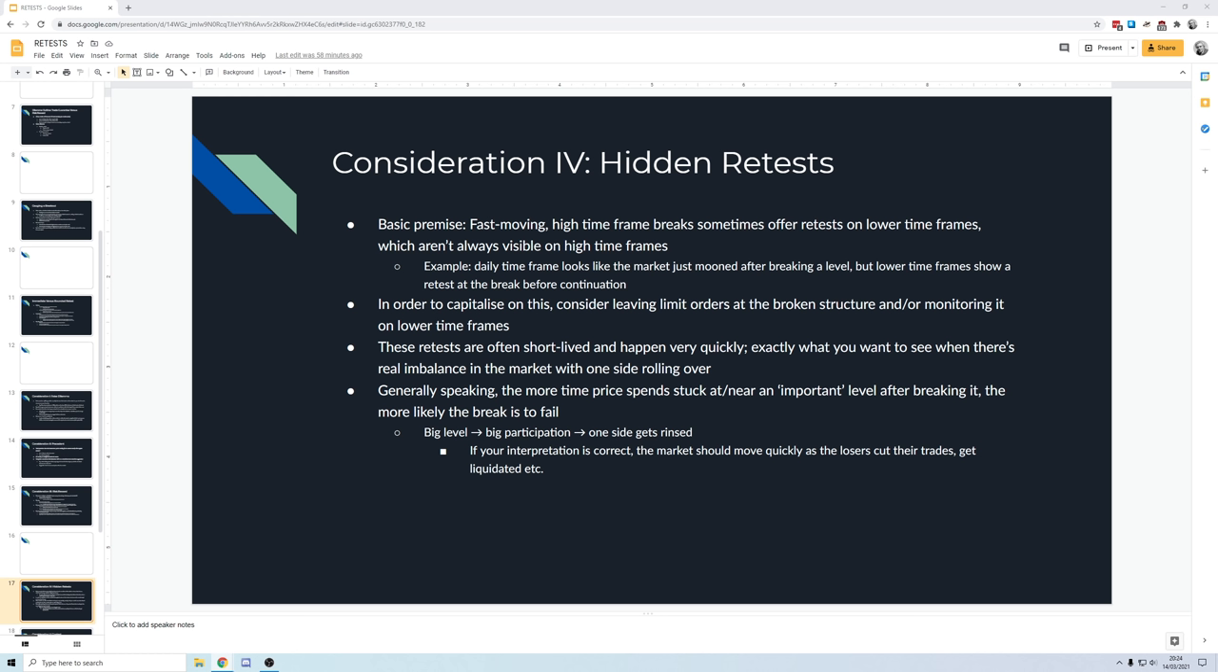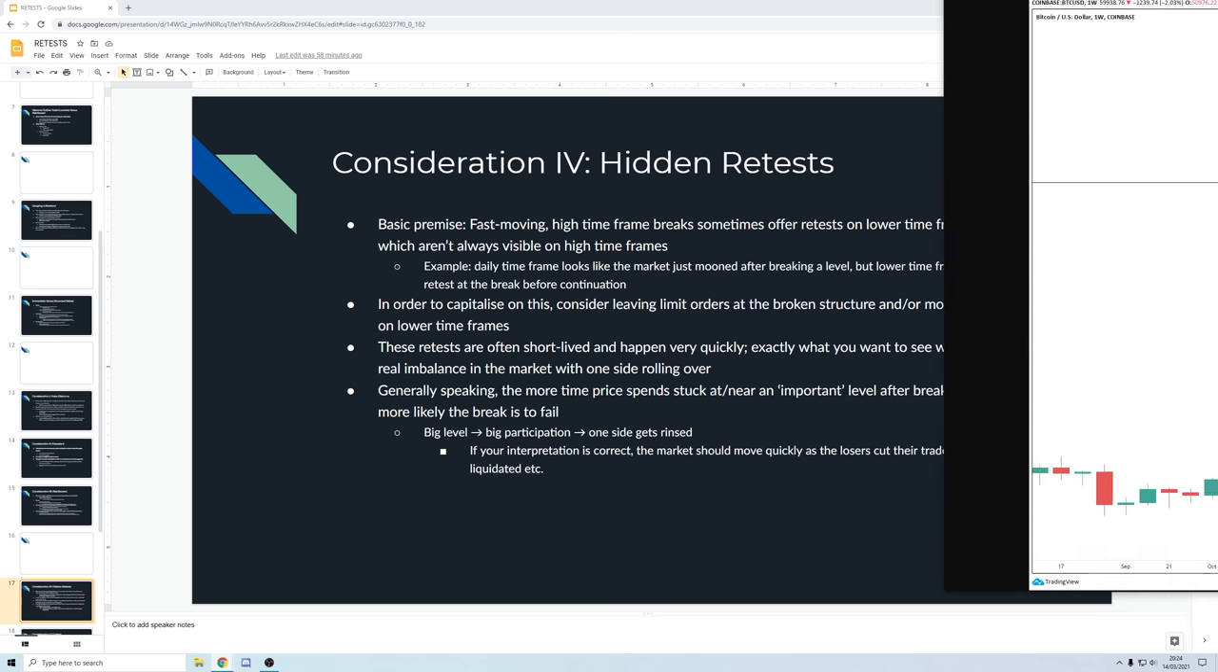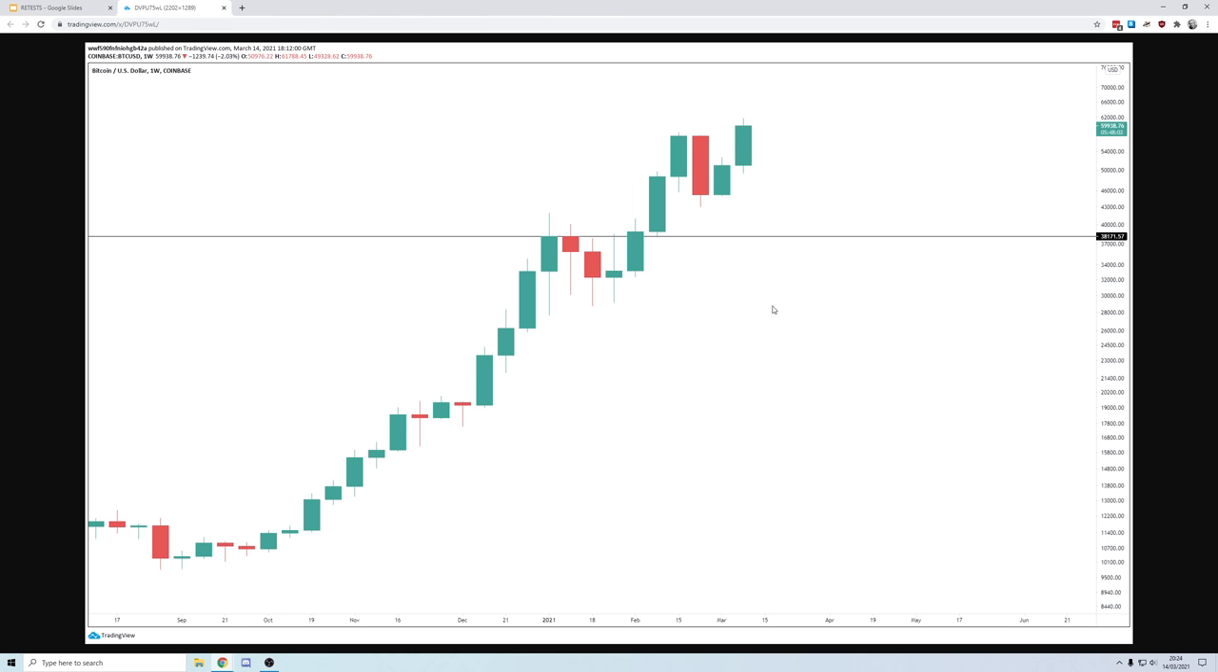I think I've got another example of this, if memory serves correctly. Let me check. This is a good example. Here we go, Bitcoin weekly. It also offered a kind of hidden retest, and this is one we discussed on the stream. Again, this is an example of a weekly breakout which is actionable, or your entry was possible on the daily time frame. And this scales down, right? You could have a daily setup which looks like it went straight up with the quote-unquote hidden retest taking place on the 4 hour. It scales with time frames.